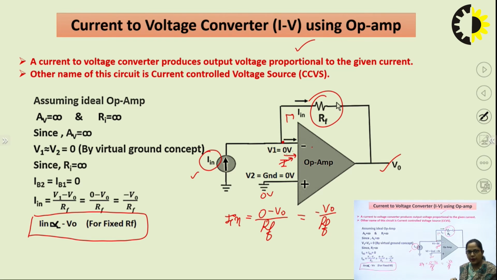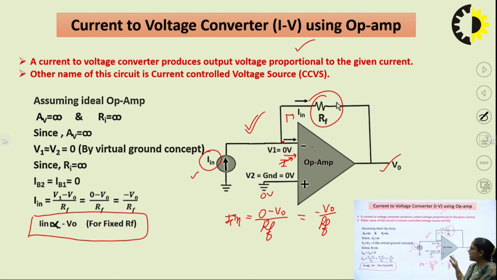input current value. What is this negative sign indicating here? This negative sign is indicating that we are using inverting configuration. So the output voltage is directly proportional to the input current, or we can say that this circuit is behaving like an I to V converter.